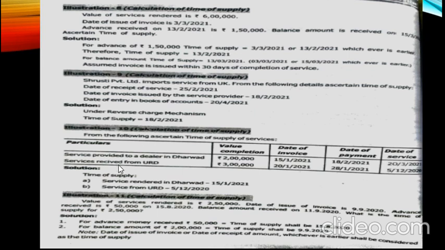Then, the service which is being received from URT. Value of completion is 3 lakh. Date of invoice is 28th January 2021. Date of payment is 28th January 2021. Date of service is 5th December 2020.